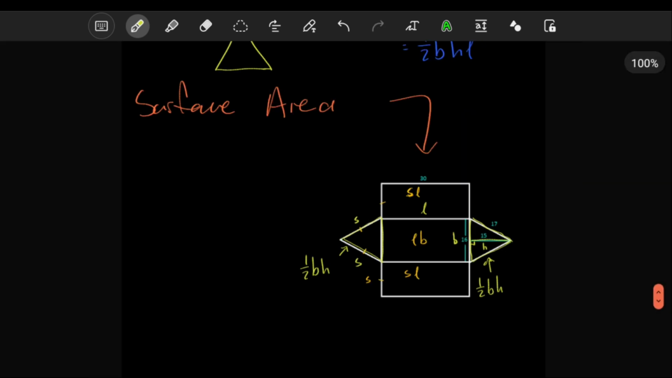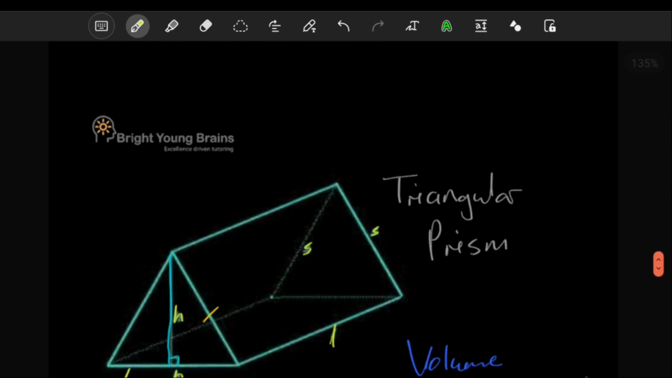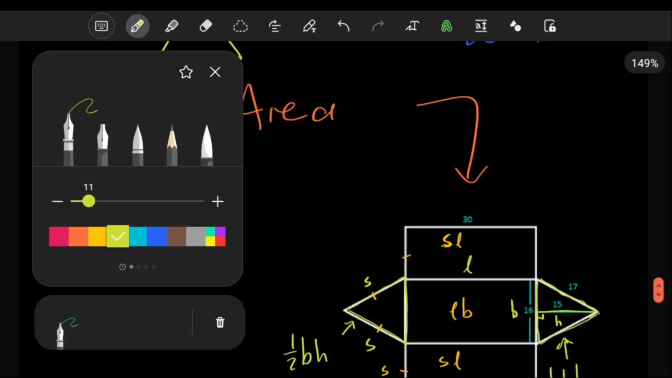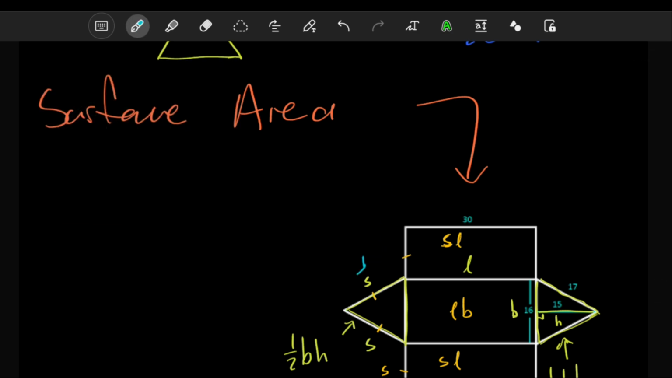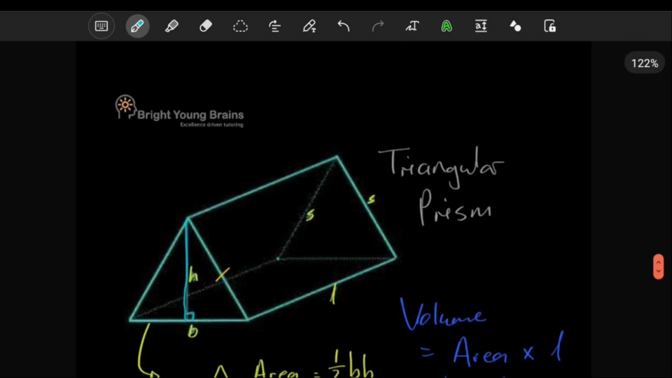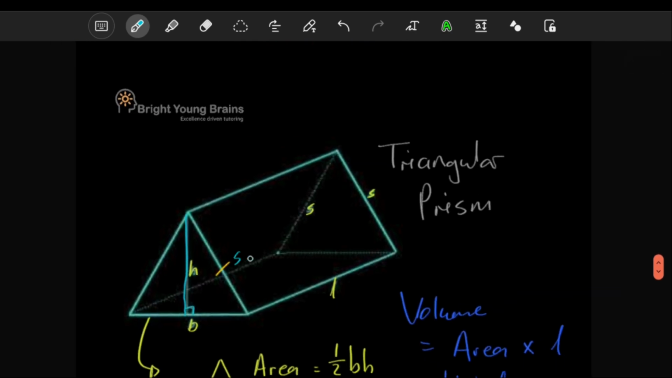There you go, that's surface area. You would just need all those areas, and then you would just add them together. The S there stands for slanted height, of which, if you ever need to get it, you can just use Pythagoras theorem.